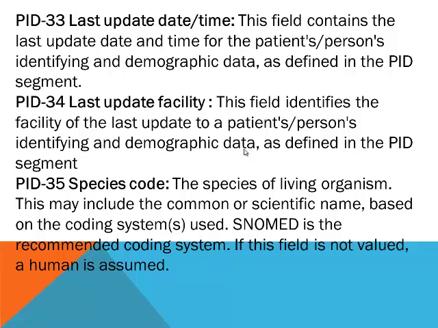So the 35, in fact, is the species of a living organism. This may include the common or scientific name based on the coding system used. SNOMED is the recommended coding system. If this field is not valued, human is assumed. These kinds of fields are not very important for the PID.